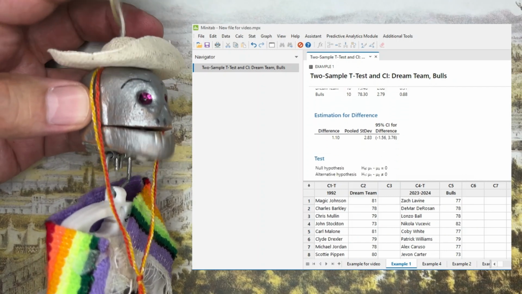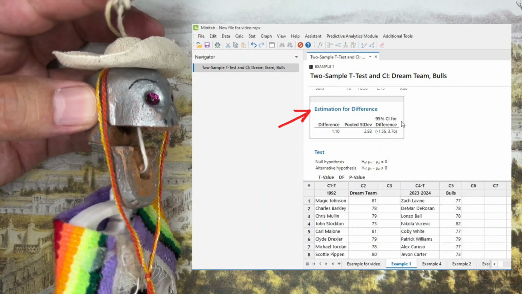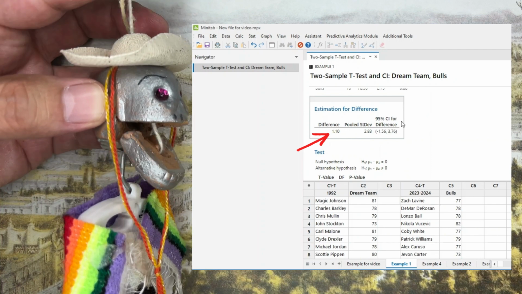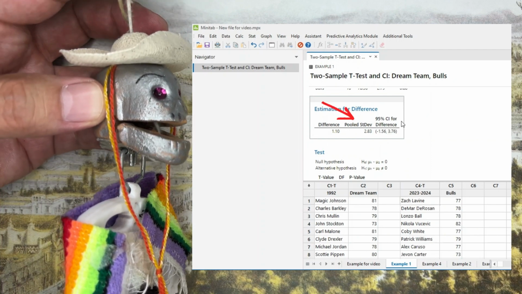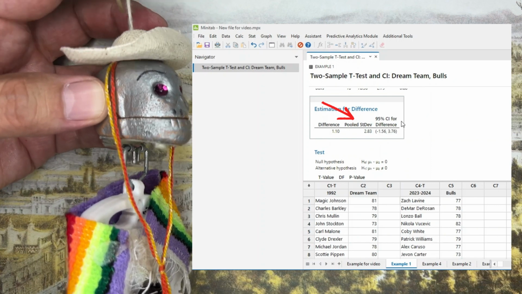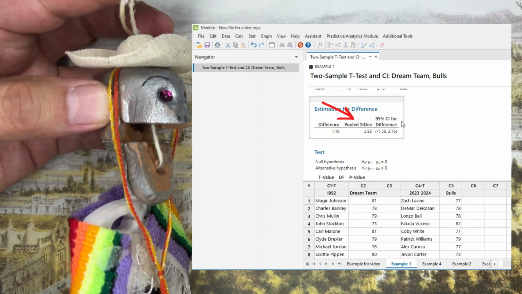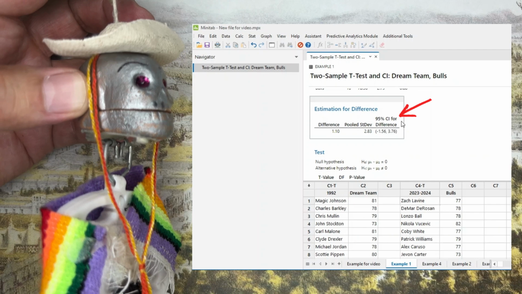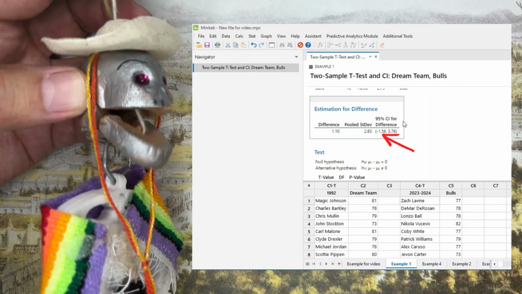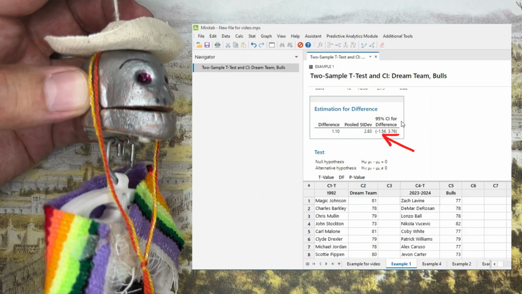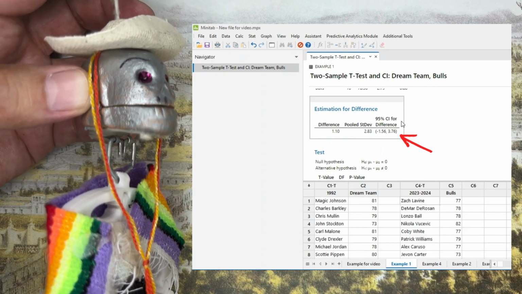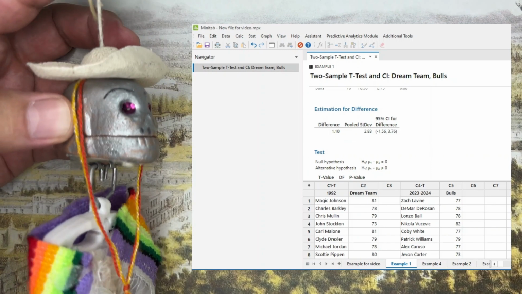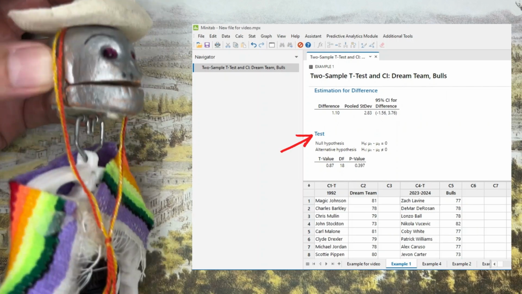The third table is titled Estimation for Difference. Here we can see that the difference of means between the samples is only 1.1 inches, the pooled standard deviation, which is the average spread of all data points, and the 95% confidence interval for the difference. This means that the difference could be from 1.56 inches shorter to 3.76 inches taller, in terms of the pooled standard deviation. And the most important is the fourth table titled Test.